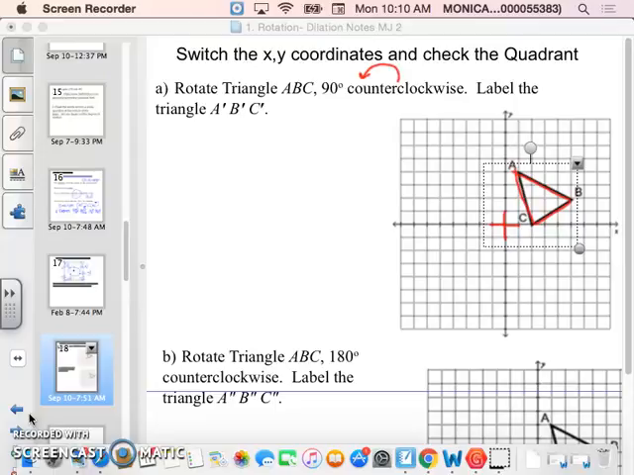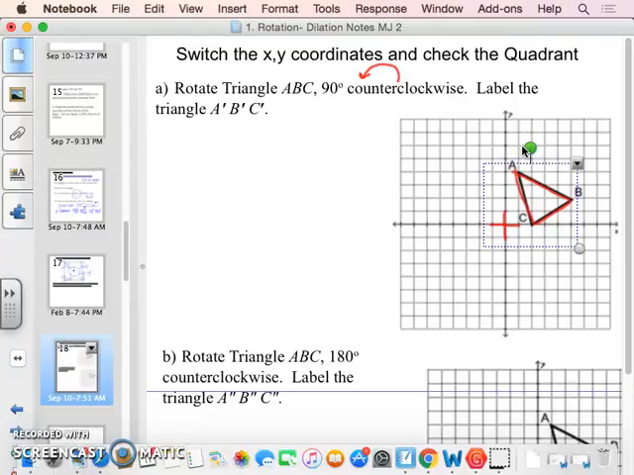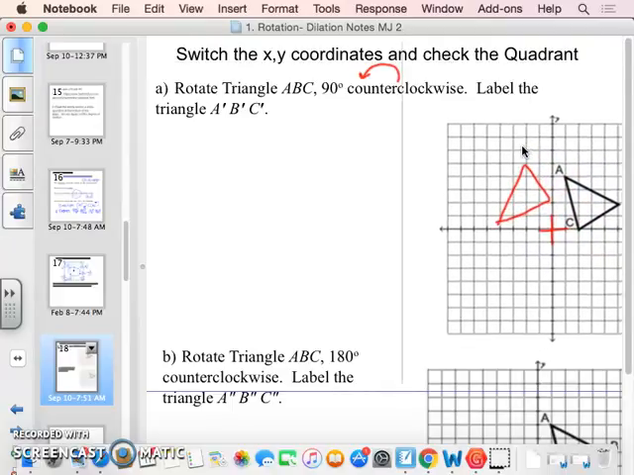Again, please note, when you're rotating with your patty paper, you want to make sure you turn the object, and then you've got to line it back up with the grid, okay, so that the X mark is in the grid. Now let's look at our new coordinates. So this is going to be C prime. This over here is A prime, and here we've got B prime.